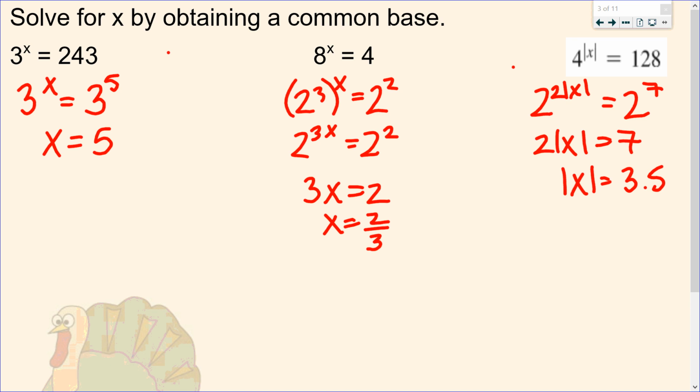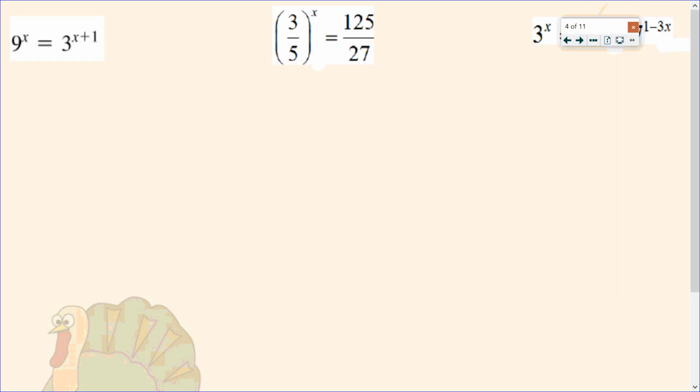So there are 2 answers to this equation. What are they? Plus and minus 3.5 or plus and minus 7/2. Both of those numbers, if I put them inside the absolute value, would become a positive 7/2. Okay? Any questions? All right, let's try some tougher ones.